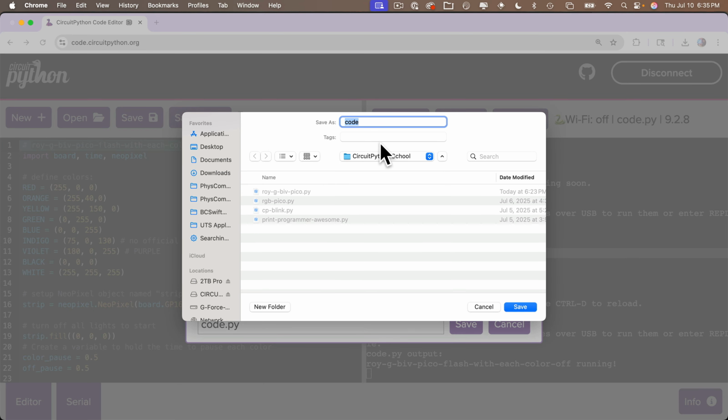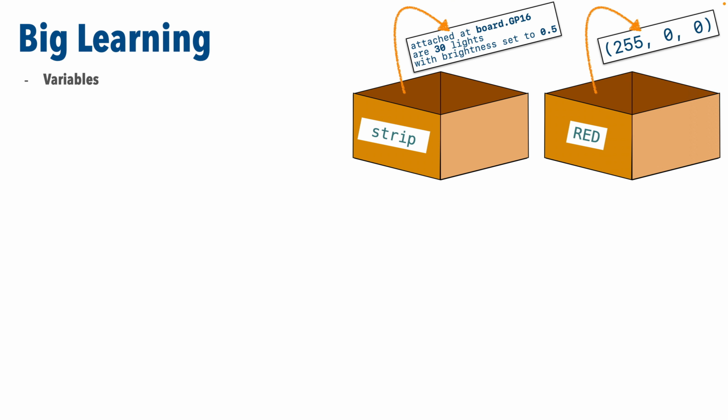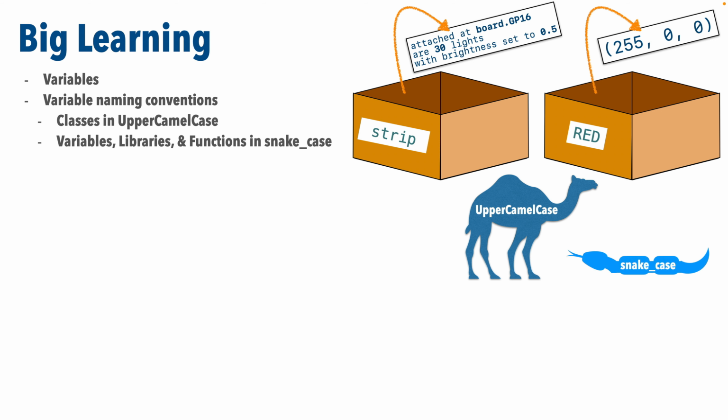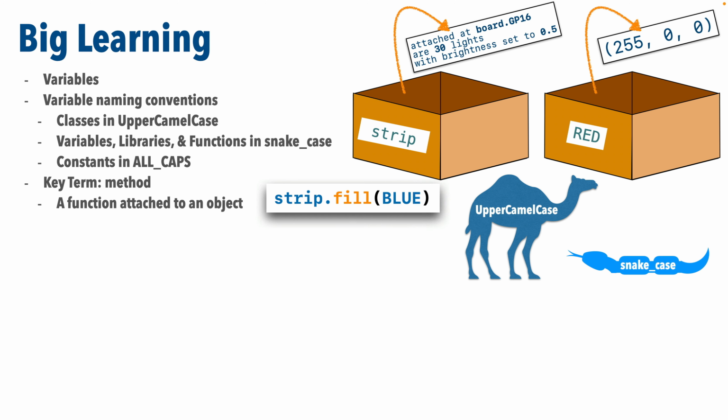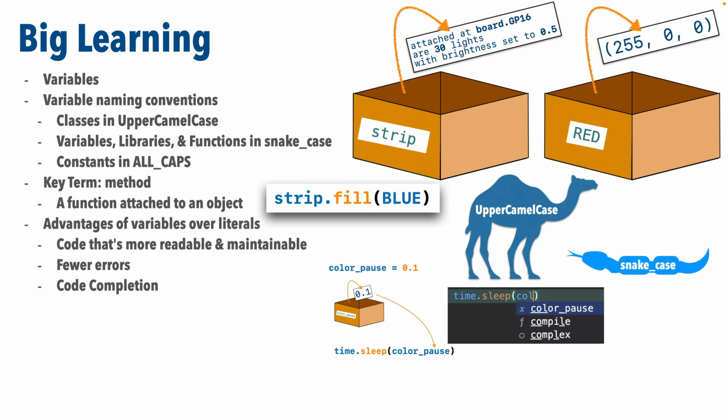Nice! And hopefully, Colorful Coder, you feel like we've once again acquired some big learning. We learned about variables, variable naming conventions including classes in UpperCamelCase, variables, libraries, and functions in SnakeCase, and constants in all caps. We learned the key term method, a function attached to an object. We coded examples that showed the advantages of variables over literals, including code that is more readable and maintainable, the potential for fewer errors, and faster and more accurate coding with code completion.